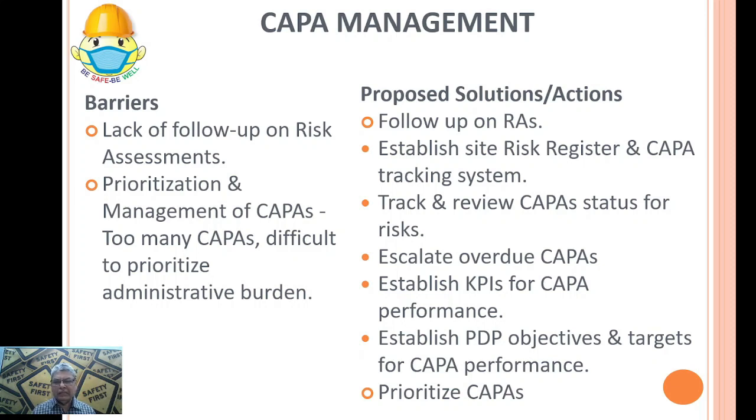Establish PDP objectives and targets for CAPA performance. So for every individual personal development program, that person must be evaluated for the performance of the CAPA completion. If he has given certain CAPAs to be completed, how many CAPAs is he completing? Then prioritization is a very important job. That which risks are to be prioritized?